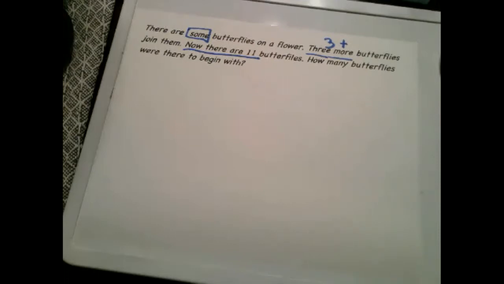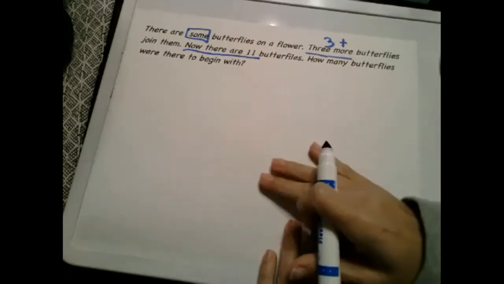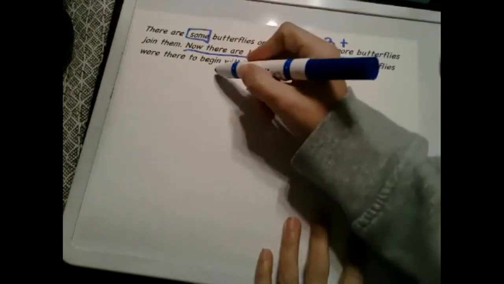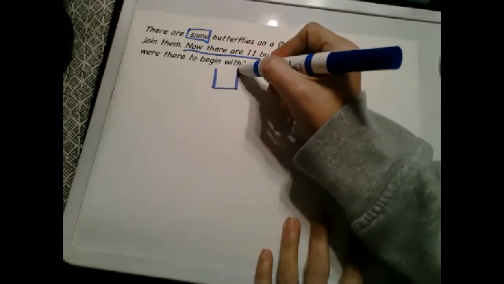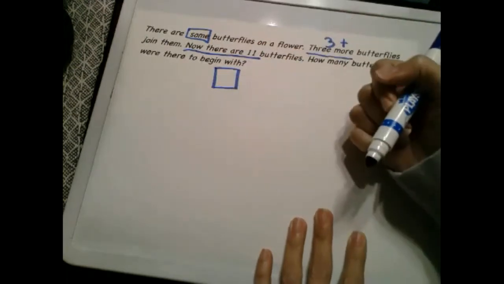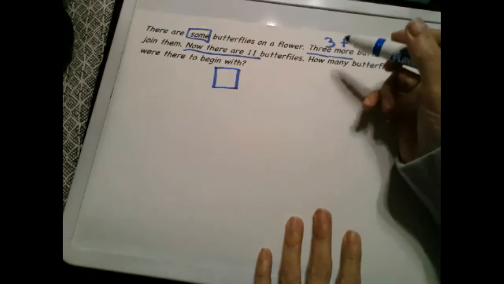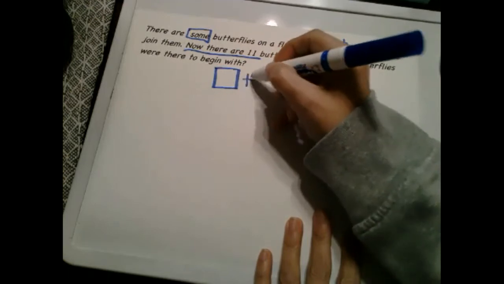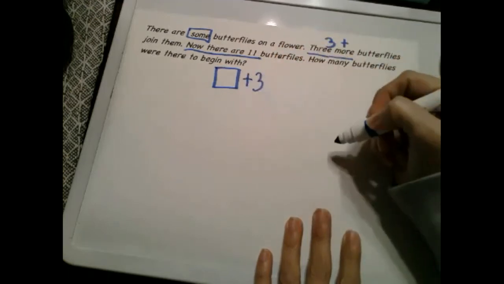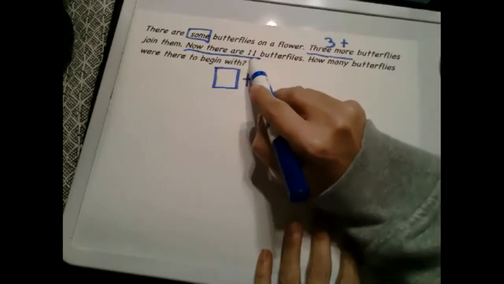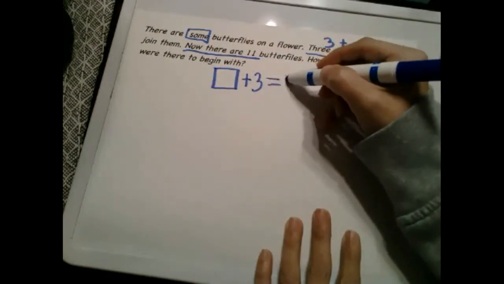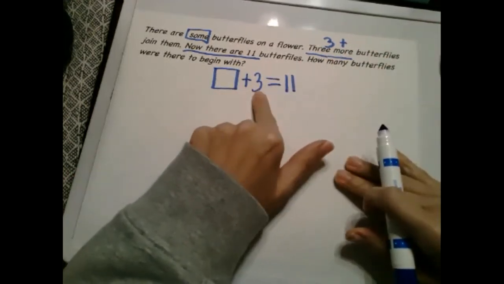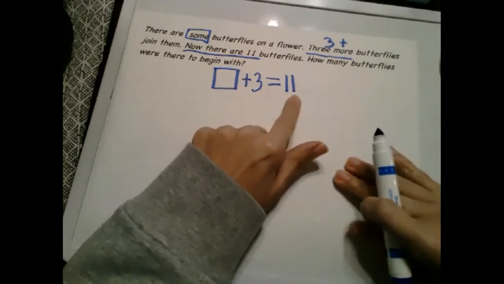Great thinking, mathematicians. So if we're writing this problem, let's think about what it's saying. It said that there were some butterflies. So I'm going to put me a box because I don't know how many butterflies there were. I know that 3 more came. So I'm going to put plus 3, and now there are 11. So equals 11. Something plus 3 equals 11.